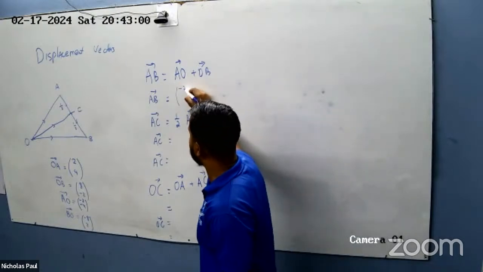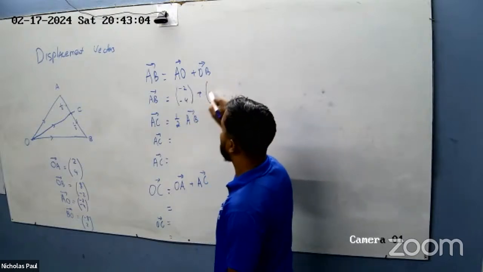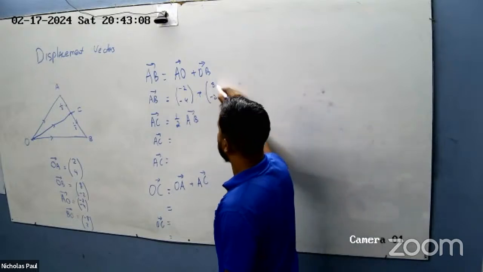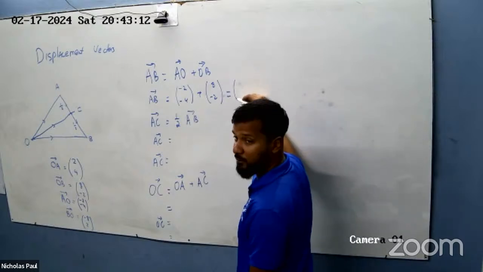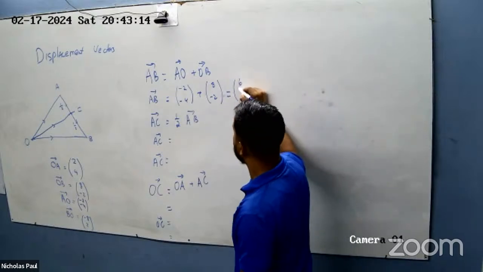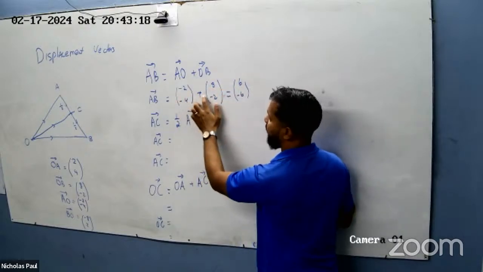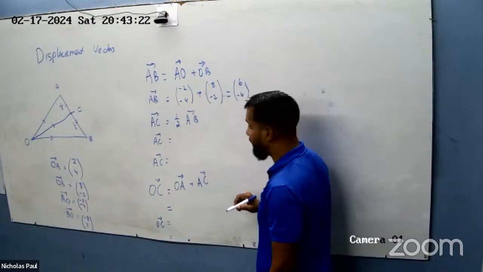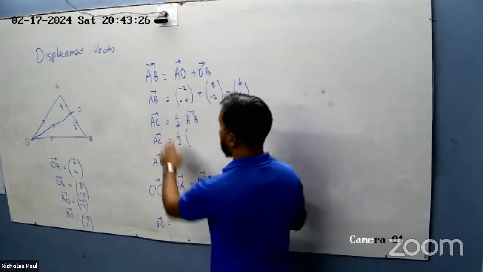Right, 2, 4, and OB is what? Right. When you add these two, what will you get? 6, minus 6, right? Minus 2 plus 8, minus 4 plus minus 2. That's okay? Right? Half of AB.